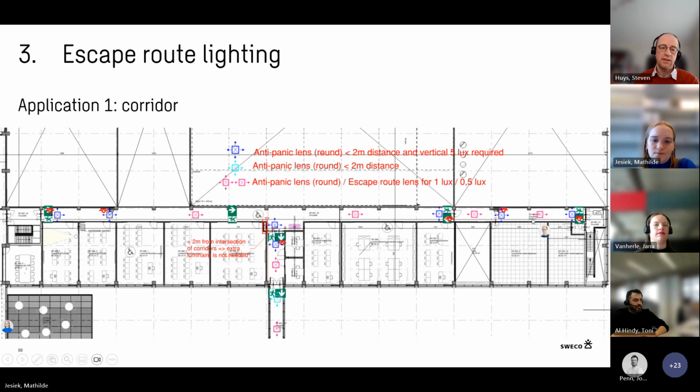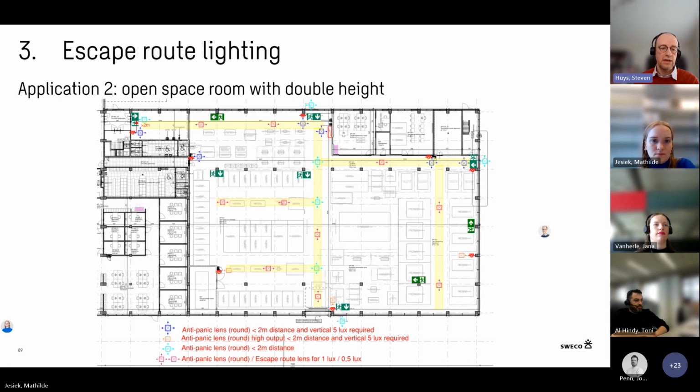Then for the other application, for the escape routes, so the yellow paths, we just fill it in as in the previous example. You could use the escape route lenses here, all of it. So then you make sure that you have the one lux on the yellow escape route paths.